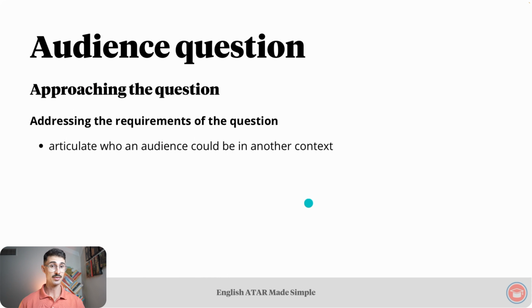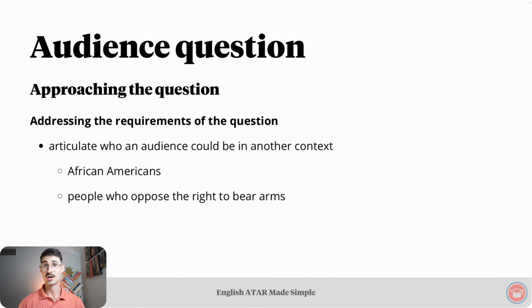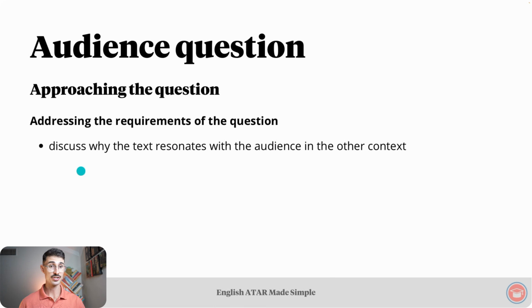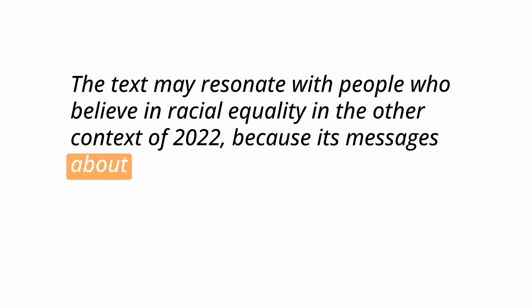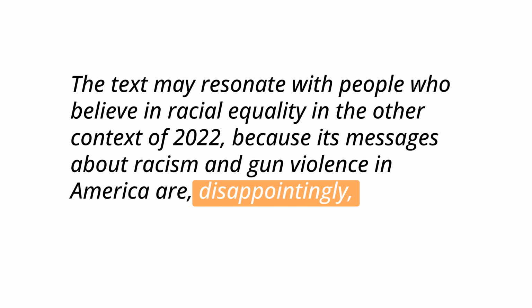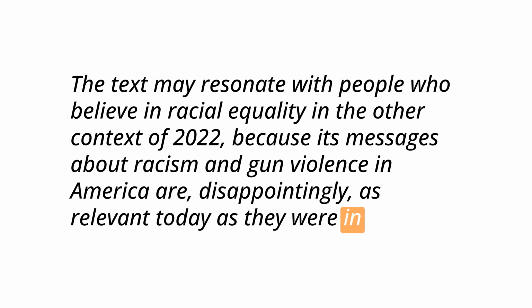Next requirement of the question: articulate who an audience could be in another context. Some potential audiences include African Americans, people who oppose the right to bear arms, and people who believe in racial equality. And this last one is the one that we're going to go with. The final main requirement is to discuss why the text resonates with the audience in the other context. We could say something along the following lines: the text may resonate with people who believe in racial equality in the other context of 2022 because its messages about racism and gun violence in America are, disappointingly, as relevant today as they were in 2018.